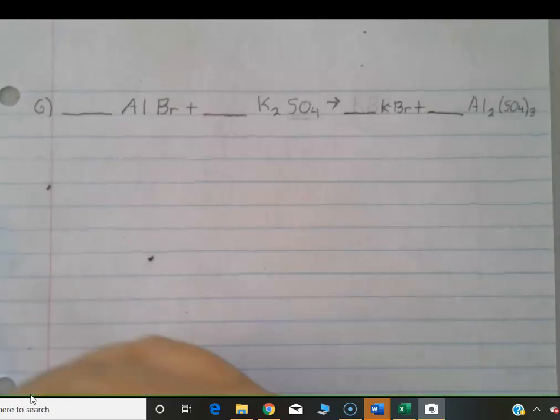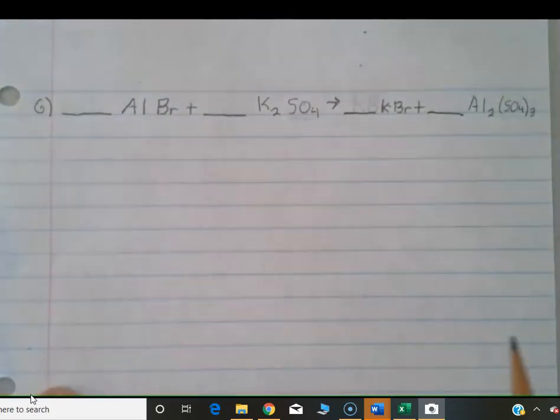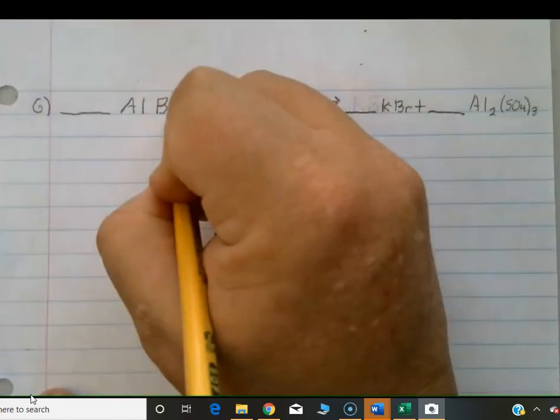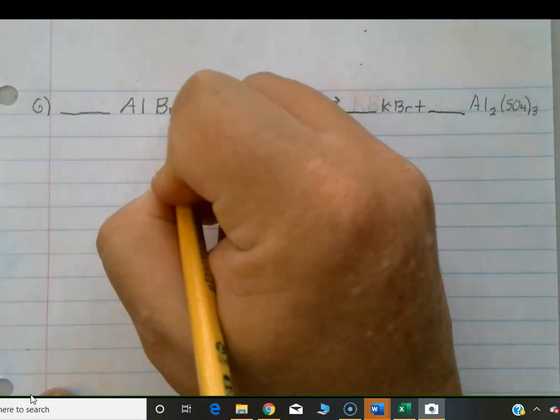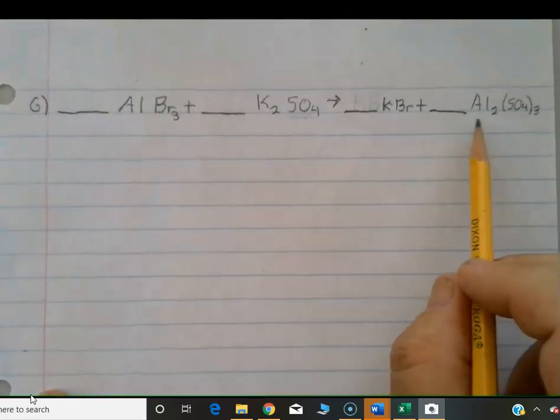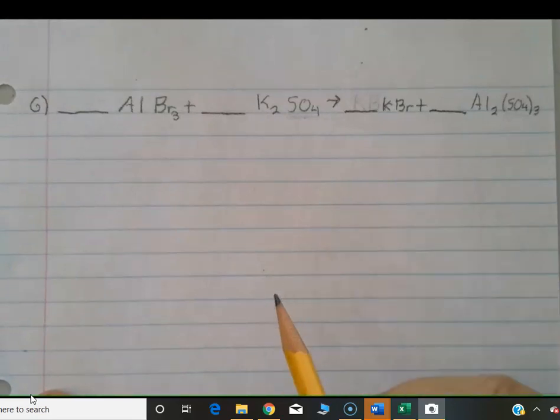But again, I'm going to just show you the box method. I think it's the easiest for you to use, even though I don't use it. I think it's a good method to get you started on this. By the way, that should be Br3. Let me just check the rest of mine. And I got it. K, Br, Al. Okay, so here we go.